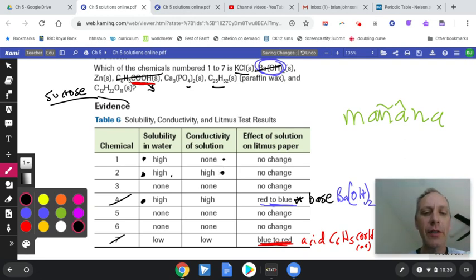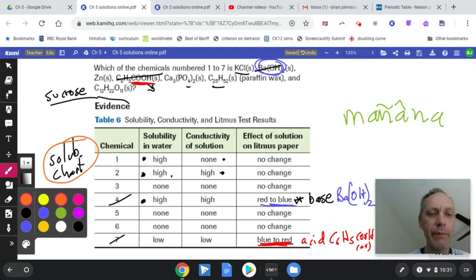So high solubility. So for these 2, we would use the solubility chart to figure out which ones have high solubility. So when you look them up, you would discover that, let's switch to orange for these. KCl has high solubility and sucrose is polar. So it also has high solubility. So how do we distinguish these 2 to match them up on the chart?